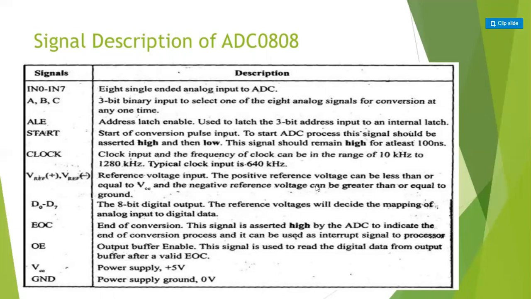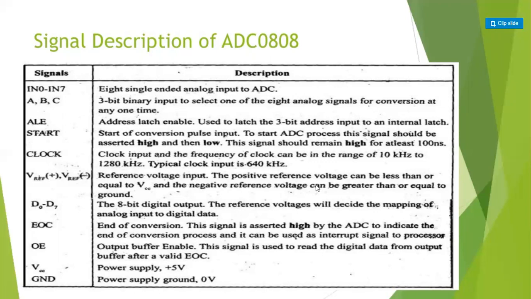and then low. This signal should remain high for at least 100 nanoseconds. There is a clock input, and the frequency of the clock can be in the range of 10 kilohertz to 1280 kilohertz, and typically the clock input is 640 kilohertz. V reference plus and V reference minus are the reference input voltages. The positive reference voltage can be less than or equal to VCC, and the negative reference voltage can be greater than or equal to ground.